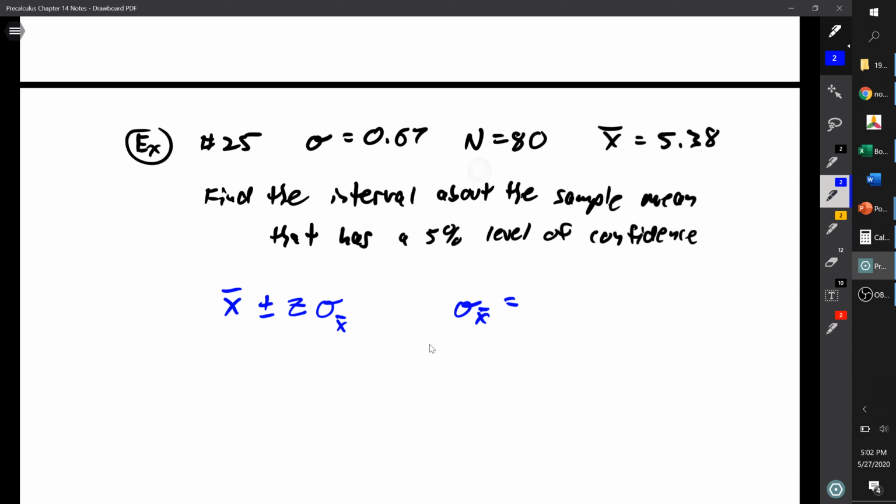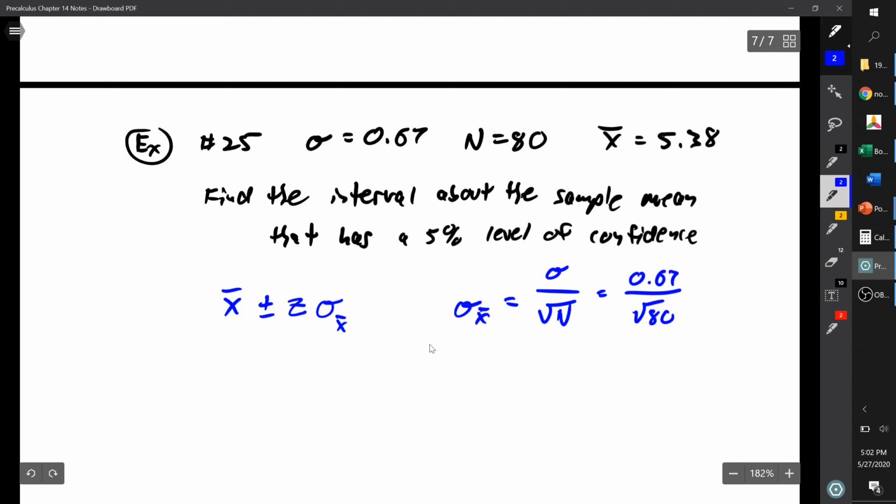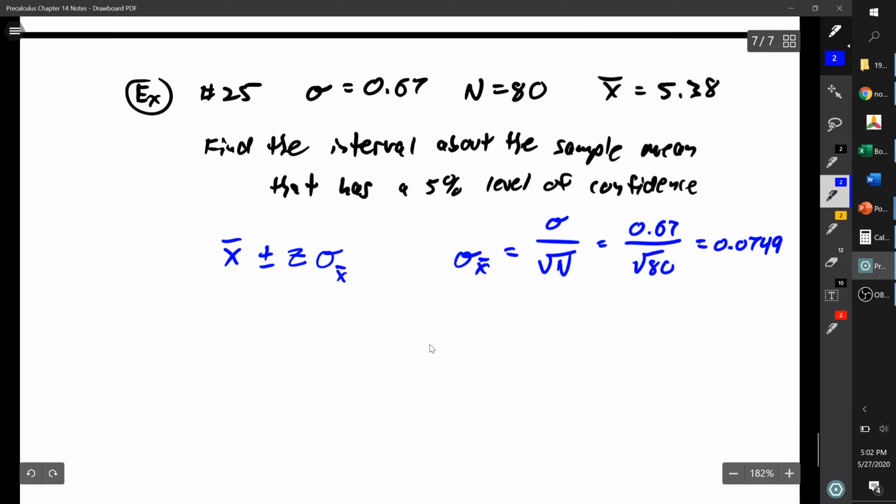So sigma sub x bar, again, is sigma over the square root of n. So sigma is 0.67 divided by the square root of 80. And so what do we get here? 0.67 divided by the square root of 80. We get 0.0749. Okay, now what do we know? We now know this, but we don't know z yet.